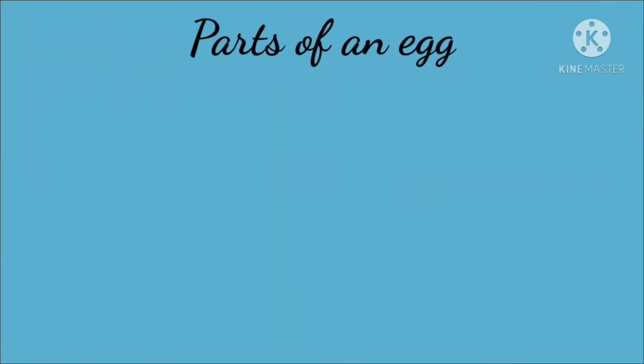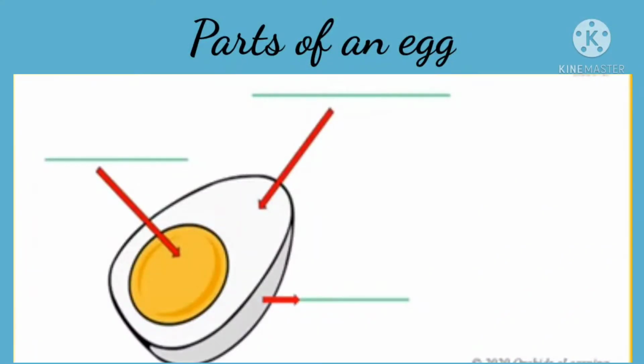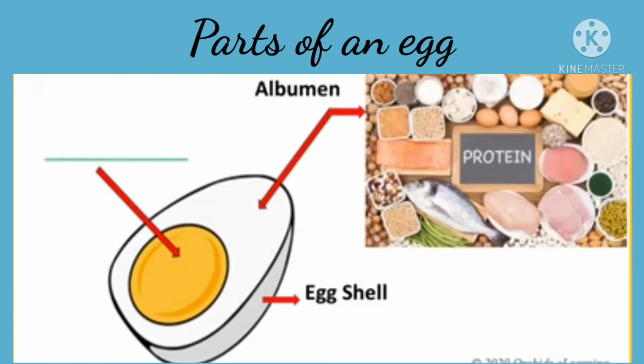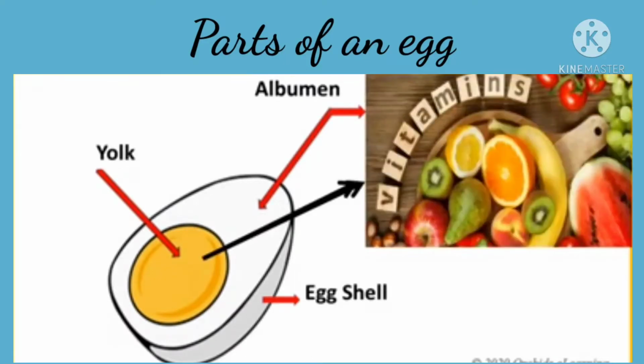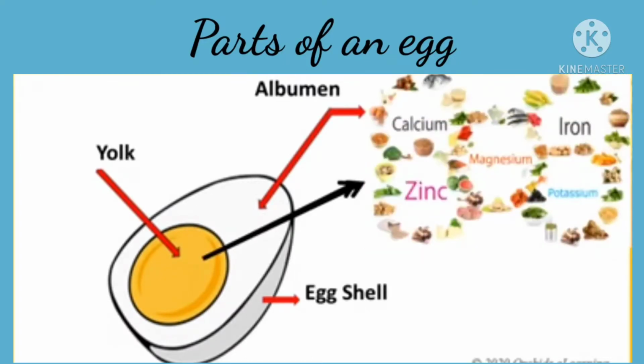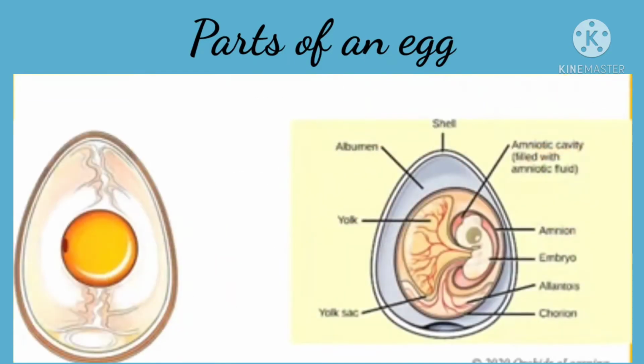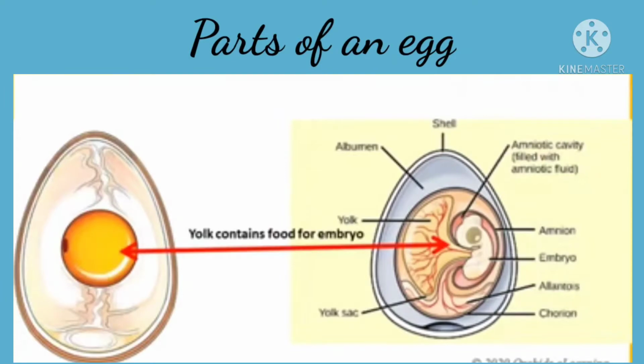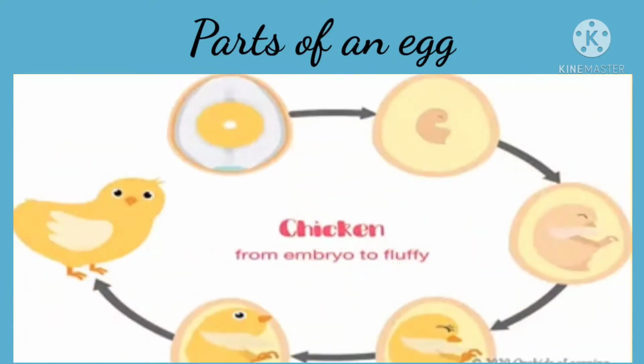Now let's know about different parts of an egg. An egg has three main parts. First is eggshell, which is a thin protective layer or outer covering of an egg. Second is albumen, which is the white substance inside the egg, and it is very rich in protein. Third is yolk, which is the yellow and innermost part of an egg. It is very rich in vitamins, fats and minerals. And students, this yolk also contains food for the growing baby till it develops into a young one.